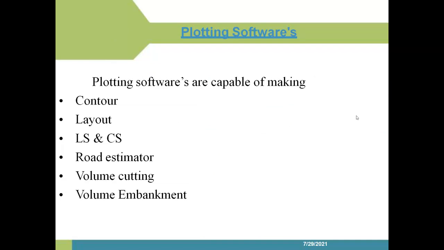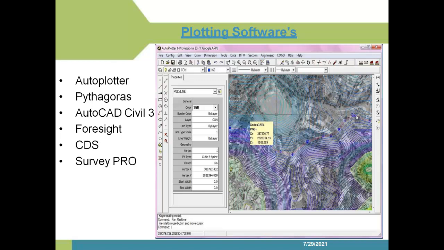And the next one is the plotting software. For plotting software, like total station, there is RJS, NV, EDAS, a lot of software. That plotting software is mainly used for the purpose of contour, layout preparation, longitudinal section and cross section, road estimator, volume cutting and volume embankment. Other plotting software also includes Survey Pro, AutoCAD, AutoPlotter, CTS and so on.